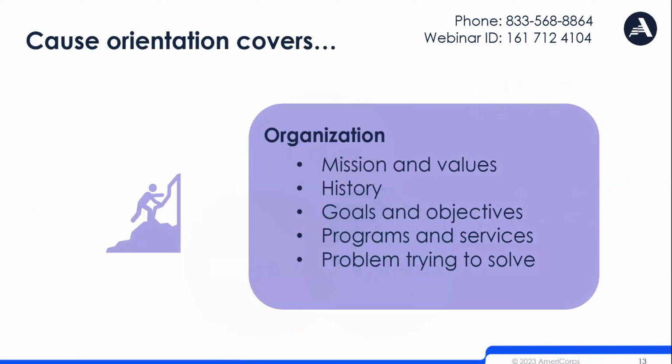So the first theme we'll look at is cause orientation. This is sometimes called mission orientation, and it focuses on conveying the project's purpose, its work, and its activities. Specifically, you should cover the mission and values and the history of the organization, that is, how the organization came to be, and how they've come to work in their issue or focus area.